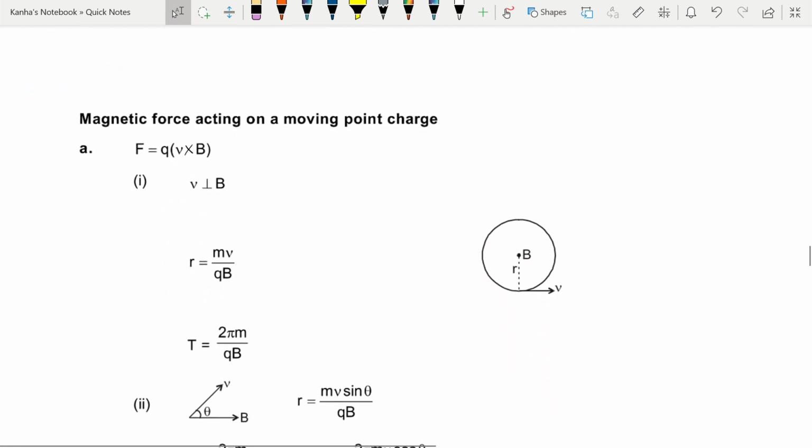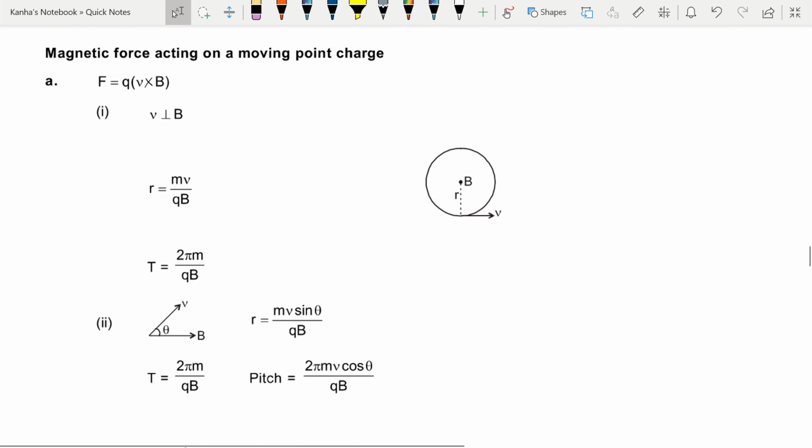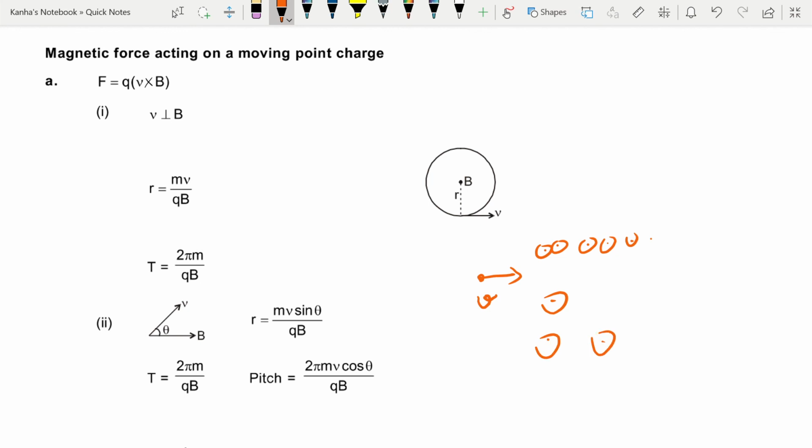What about the magnetic force acting on a moving point charge? This is a famous problem, and the cyclotron motion that you might have heard about is based on this. So you have a particle with a velocity v moving in a space which has a magnetic field, let's say in the upward direction. So the force is given by q into v cross B. This is the general form. B is the external field, v is the velocity of the particle, q is the charge of the particle.